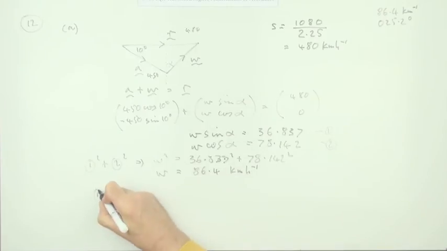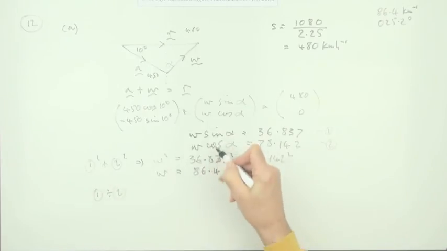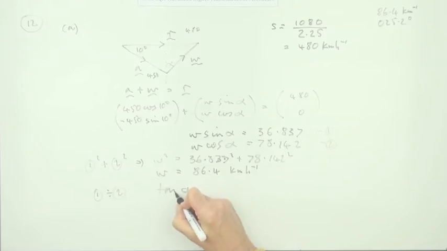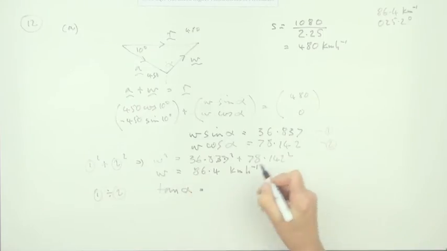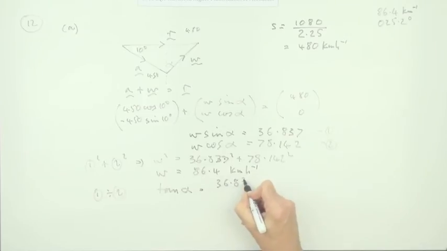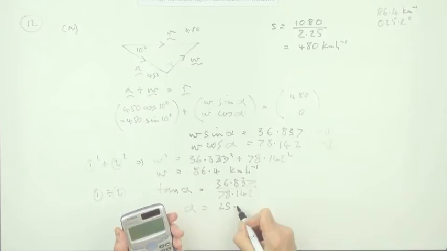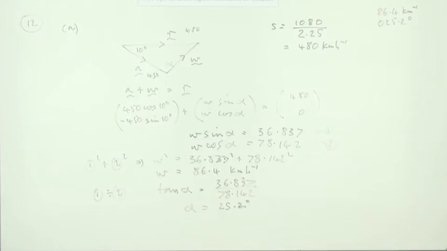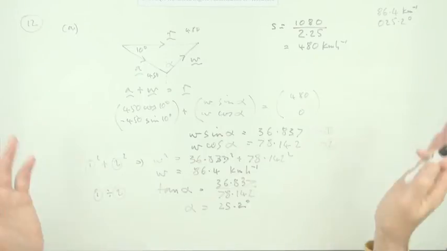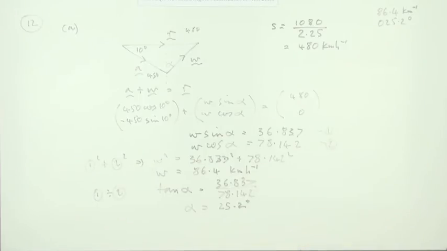And if you divide them, if you do 1 divided by 2, the W's cancel, that becomes tan, and you've just got tan alpha will be 36.837 over 78.142. But of course, you're just going to type in inverse tan of that. And if you do that, you get 25.239. So it's the same answers. So the magnitude is that, and of course the bearing is 025.2. It's actually slightly neater because you don't have to use your cosine rules or anything like that.